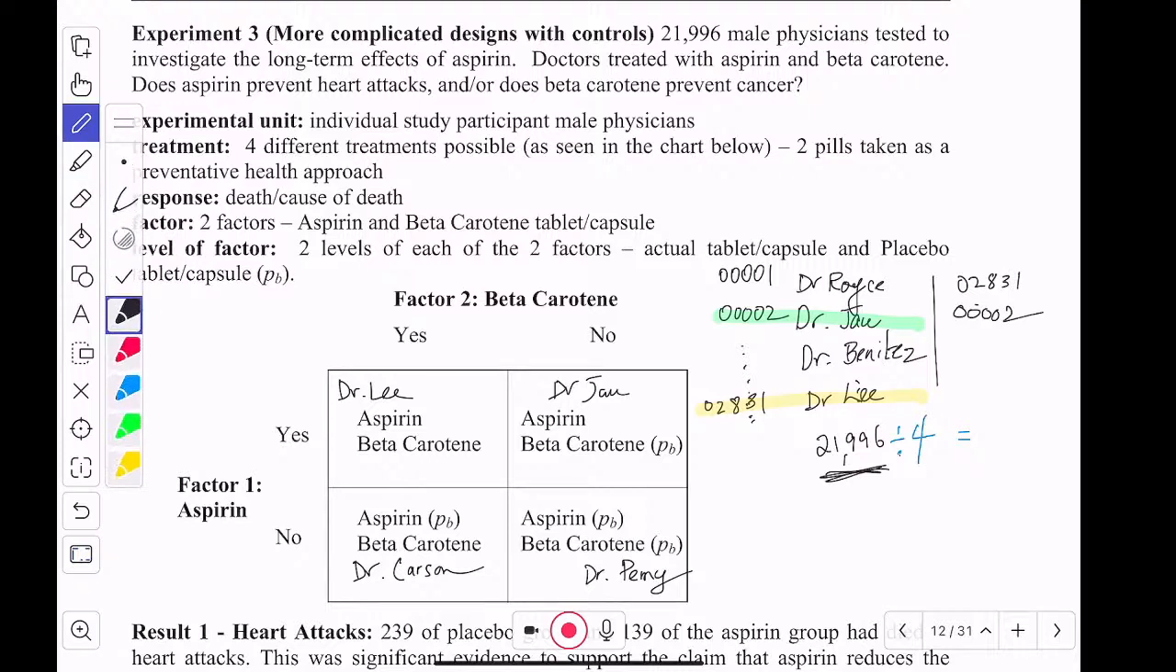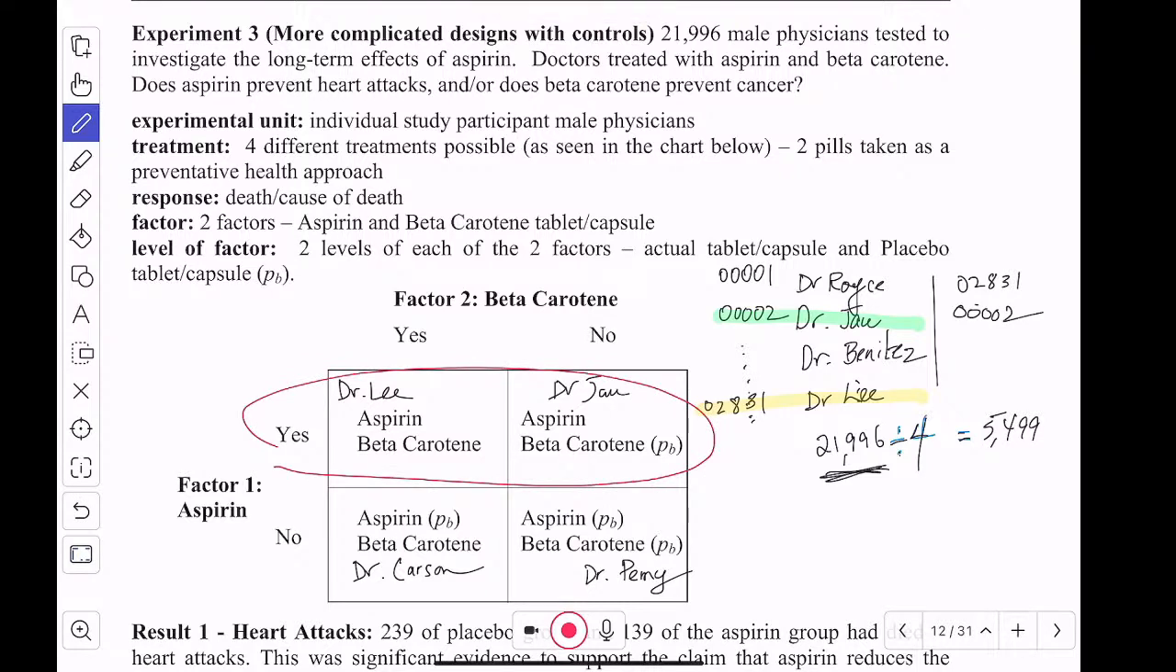So you guys gave me an exact number. Okay, so it's going to be almost 5,500 in each one. And then what's going to happen is, when we conduct the study, the outcome, the number of male doctors that died of cancer will be recorded over time. And we're going to compare the outcomes between those who got aspirin.